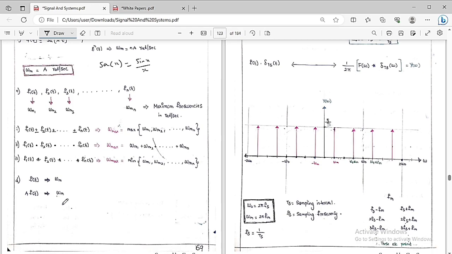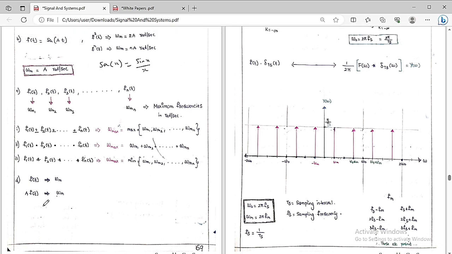Now the next point is: suppose f of t has the frequency omega m, then a into f of t, where a is nothing but a scale-up. Frequency will never change, it will remain as it is. See, sine omega t has a frequency omega, and 2 into sine omega t has the same frequency omega m only. Only the amplitude is going to change, but the frequency will never change. We are only changing the amplitude of the signal by multiplying by a scalar quantity.